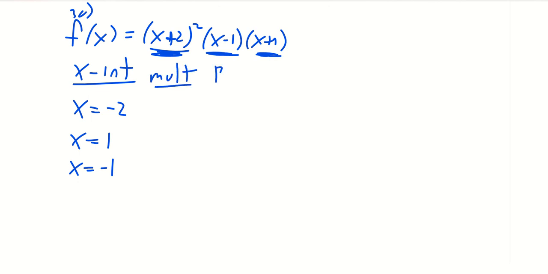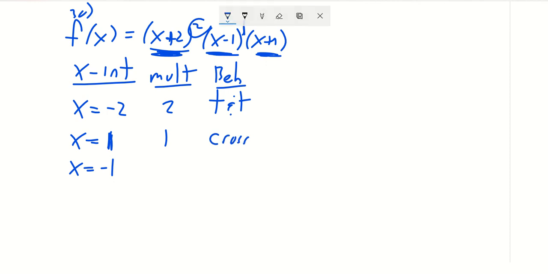I'm also going to write out the multiplicity and the behavior at the x-axis. X equals negative 2 came from a factor that appeared twice, so it has multiplicity 2. Because it's even, I know it's going to touch and turn at the x-axis. The x-intercept 1 came from a factor that appeared once, so it has a multiplicity of 1, which is odd, and that means it's going to cross the x-axis there. And x equals negative 1 came from this factor, which also had multiplicity 1, which means it's going to cross the x-axis. Let's see if we can now determine the leading term.